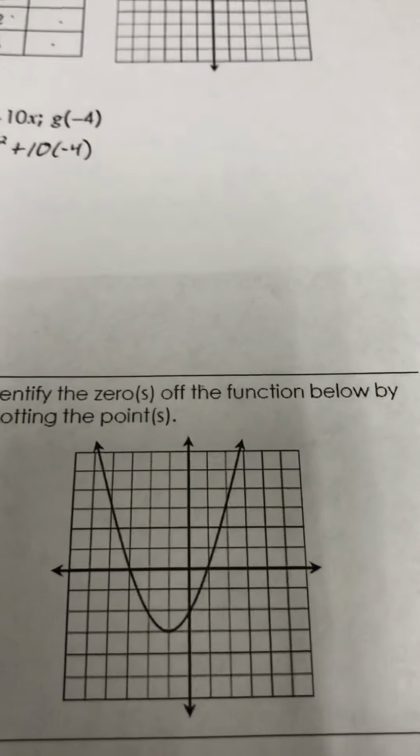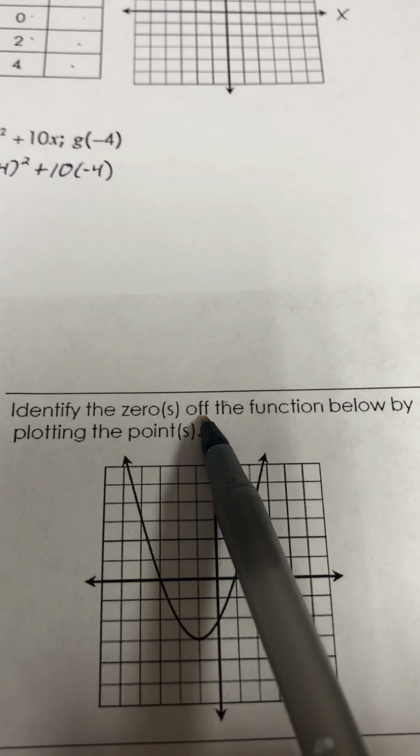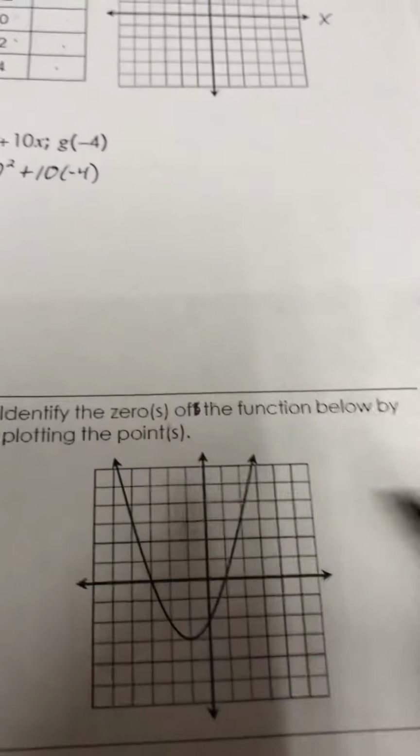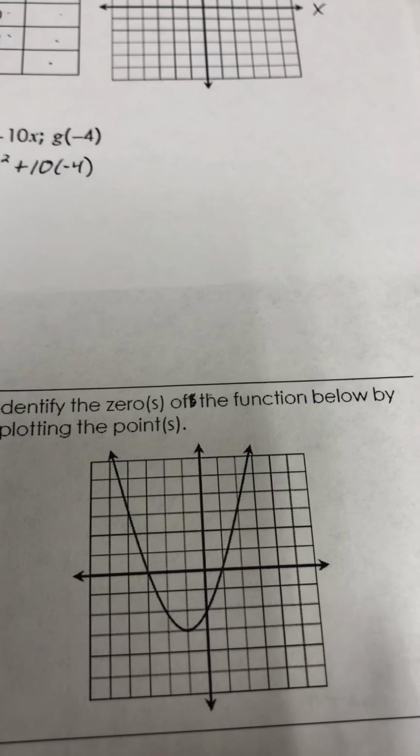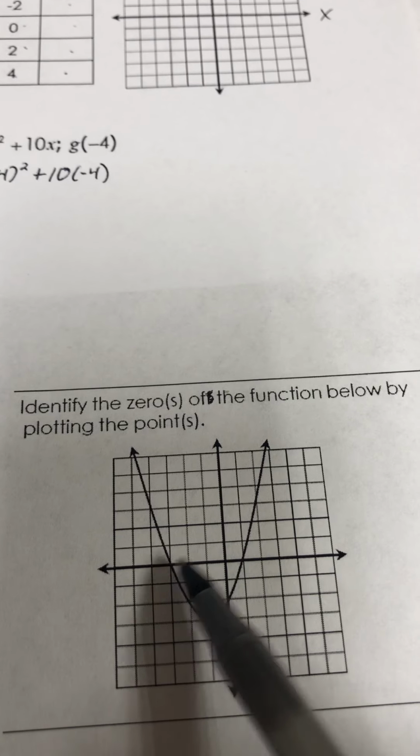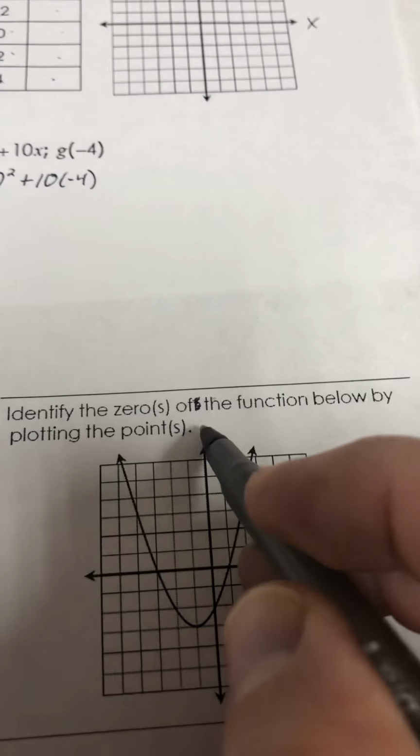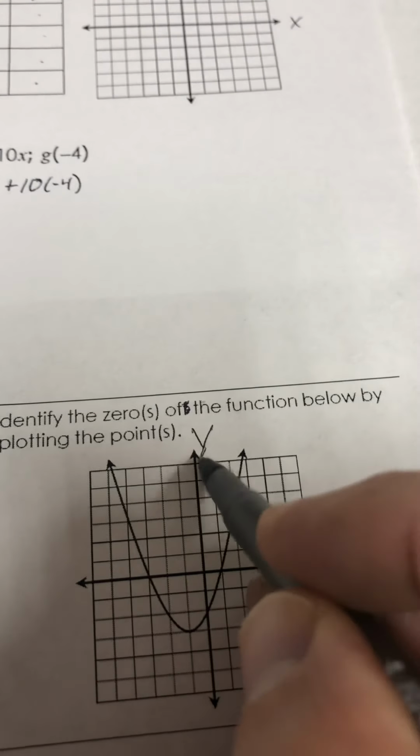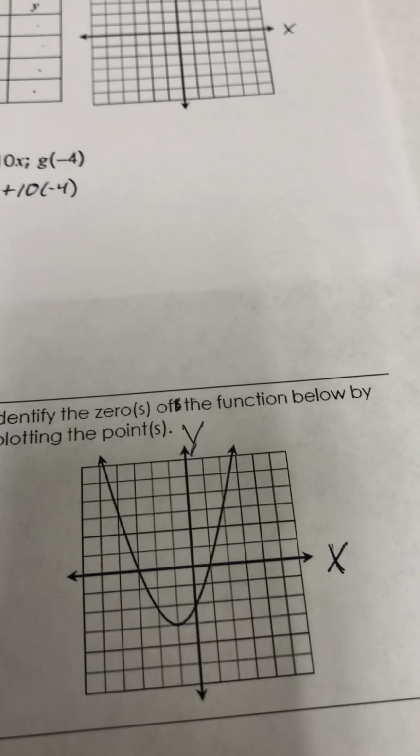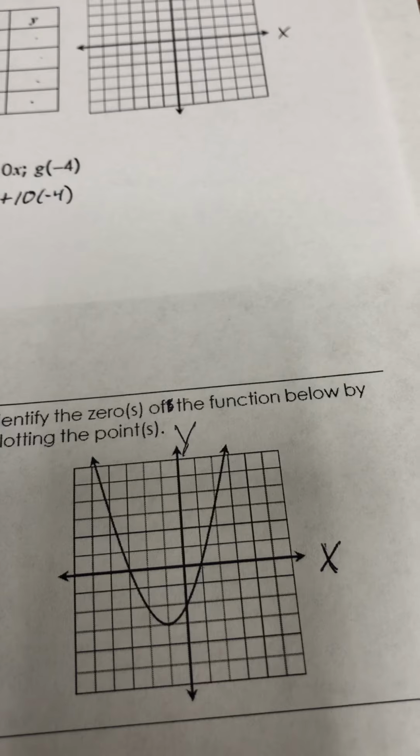14, identify the zeros of the function below by plotting the points, okay? And so you're going to plot the points where it crosses the x-axis. Remember, this is the y-axis, this is the x-axis. So where does this U-shaped figure cross the x-axis only? Put those points there.